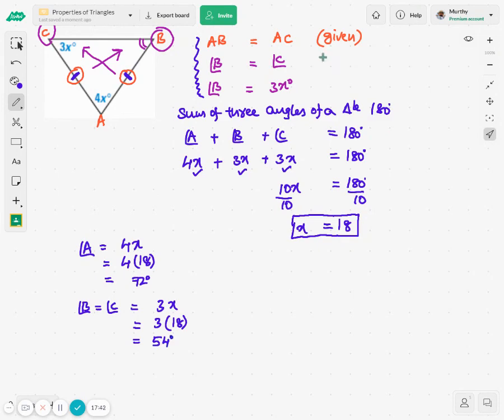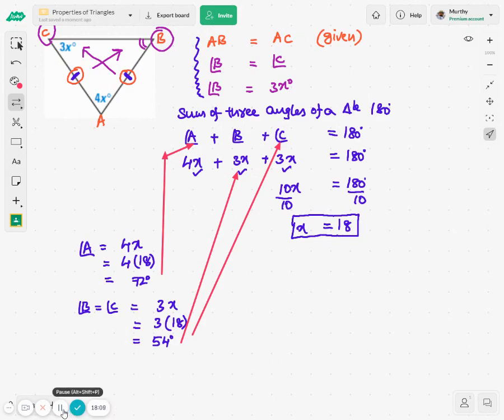If you are not confident whether the answer is correct or not, plug in the value of A here, and next B and C, which you got as 54, and check whether it equals 180 degrees or not. That's it.